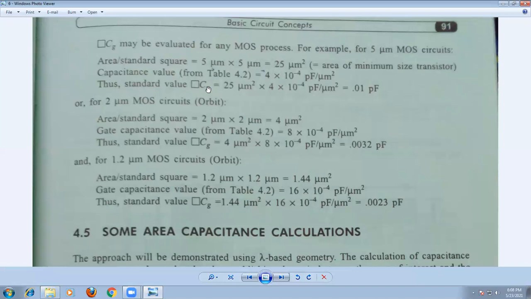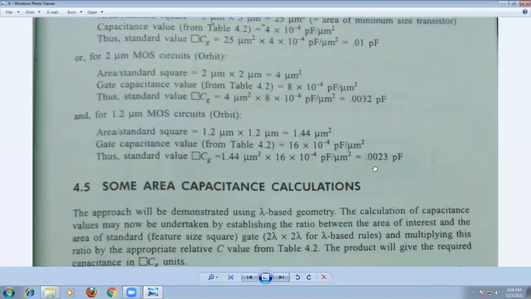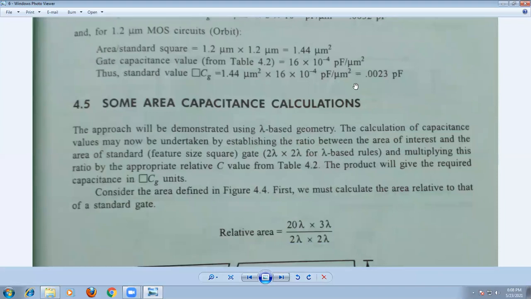Once you know the technology, you can calculate the value of the capacitor in picofarad, or you can represent the value in terms of square Cz. This is the main important concept behind the standard unit of capacitance. Now let's come to how to calculate the area capacitances.